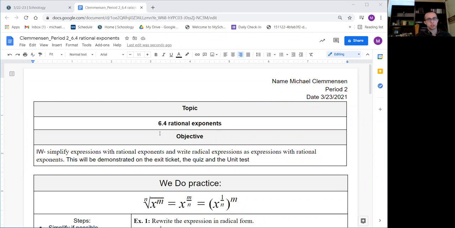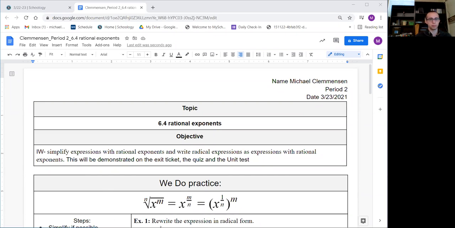So today's lesson's on 6.4, rational exponents. Our objective for today is to simplify expressions with rational exponents and write radical expressions as an expression with rational exponents. Those are two different objectives for today. We'll demonstrate that on the exit ticket, the quiz, the unit test. When we're talking about rational exponents, remember, rational just means fraction. All we're talking about is when we have a fraction as an exponent.